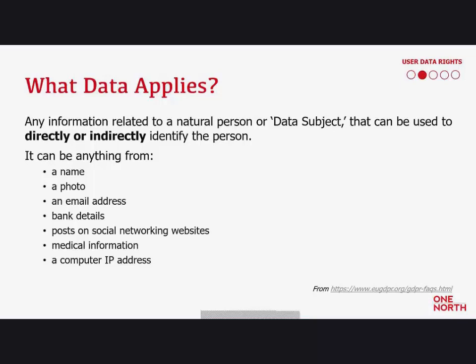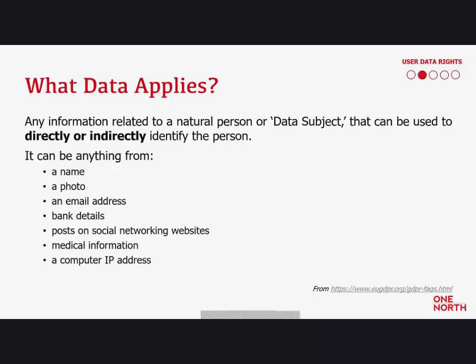So you need to be very careful when you're looking at the data that you have and that you control, because you might have some pieces of information that on their own aren't able to identify an individual. But if you can easily, or it's reasonable that you can, marry that data with something else to identify an individual, then it would be considered personal data.